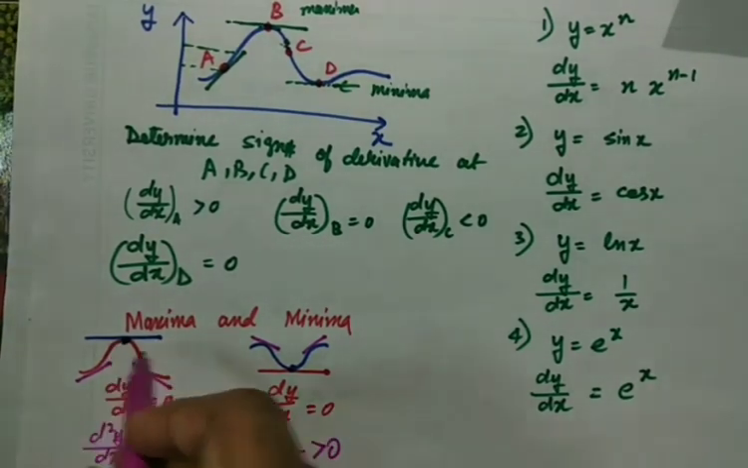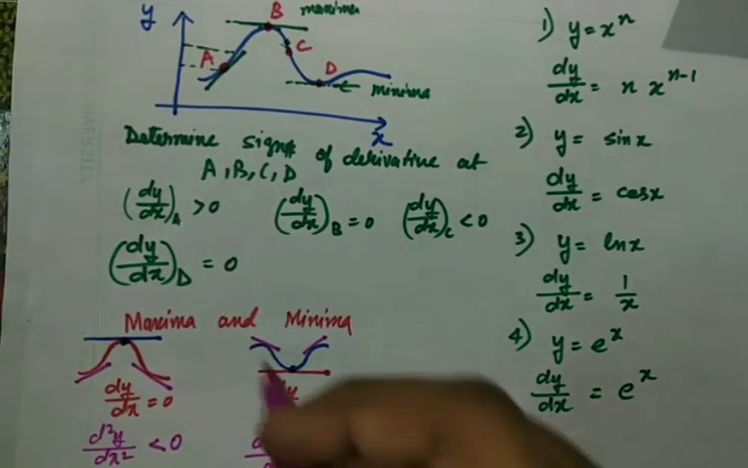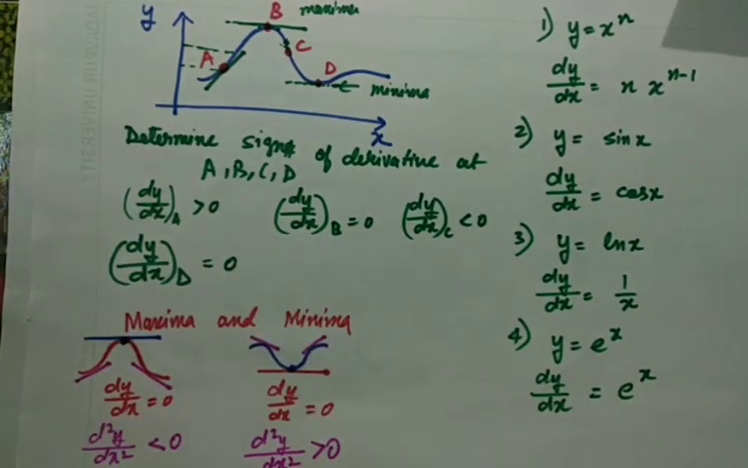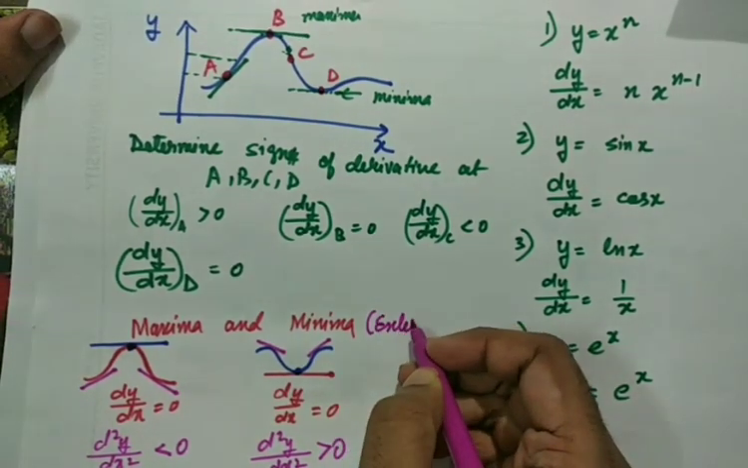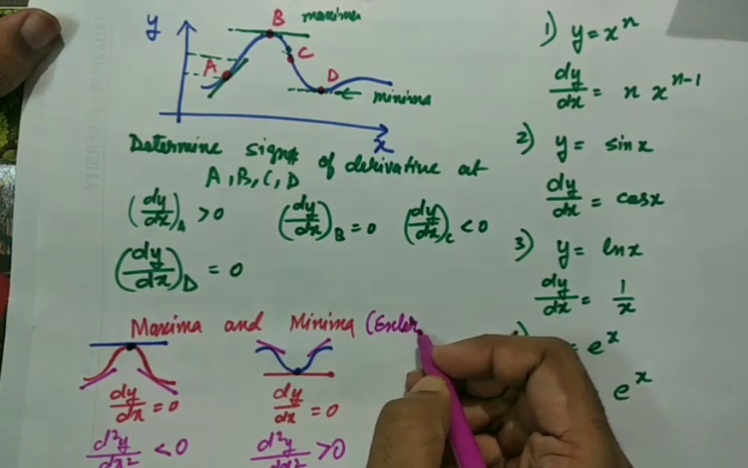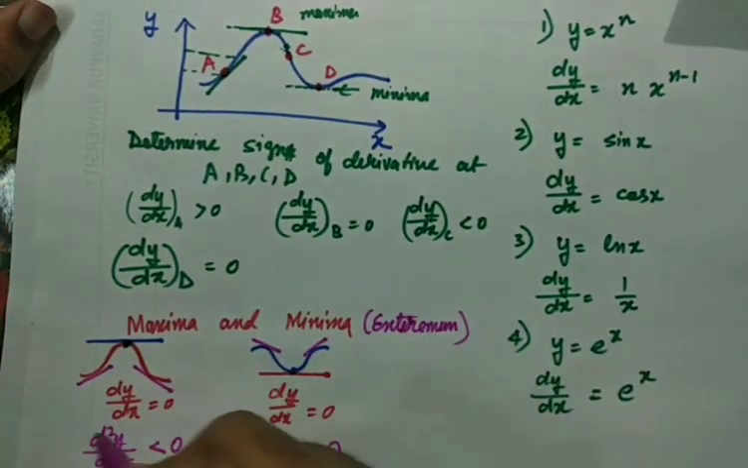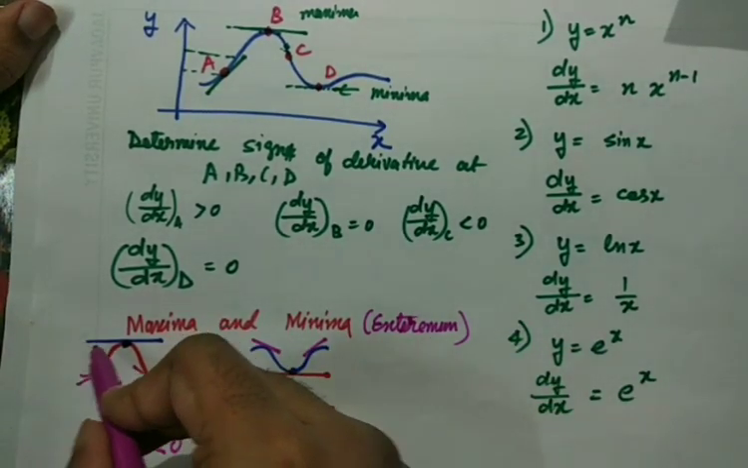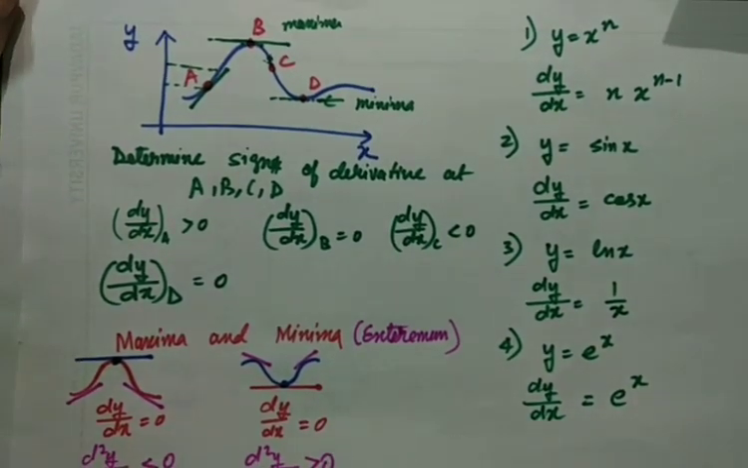We will deal with maxima and minima in a separate chapter, but there are other terms also like global maxima, global minima, local maxima, local minima. We will deal with that in a separate lecture. So we understand that for maxima or minima, or rather for extremum points, we get derivative equal to 0 because the tangent is parallel to the x-axis. I hope this is clear for everybody.